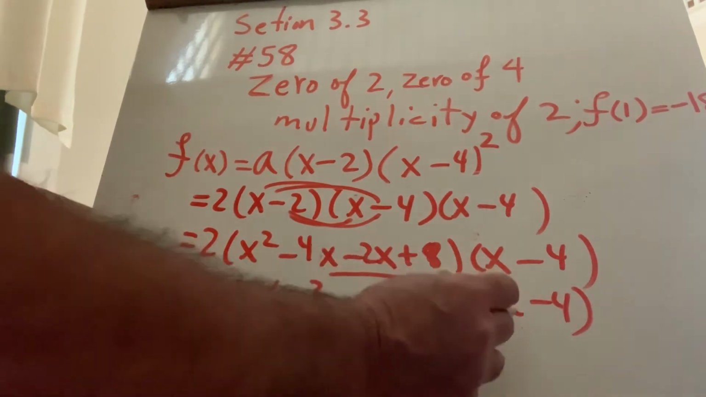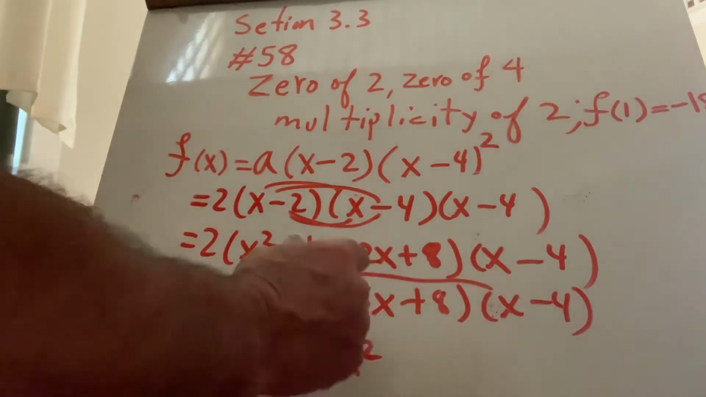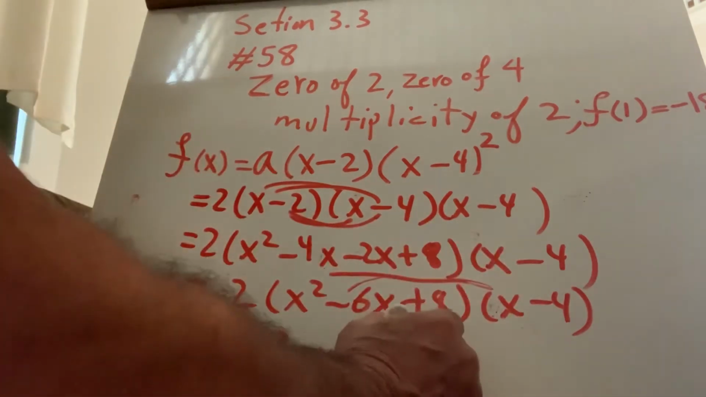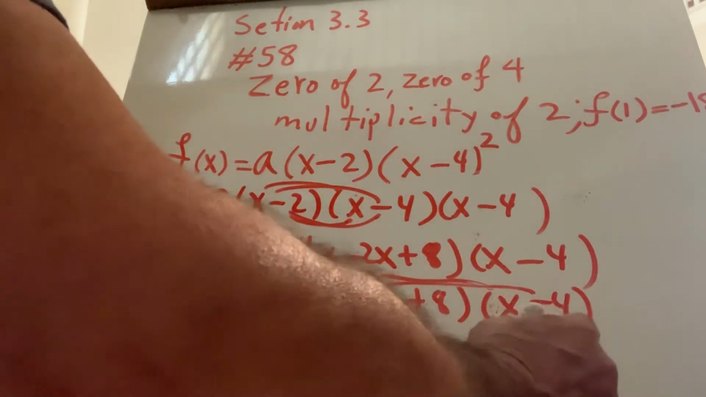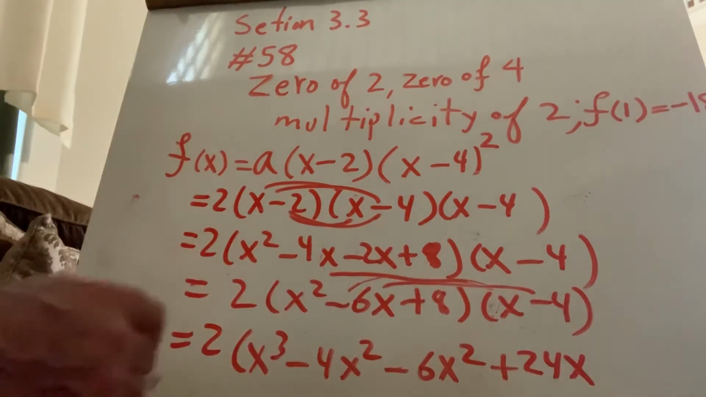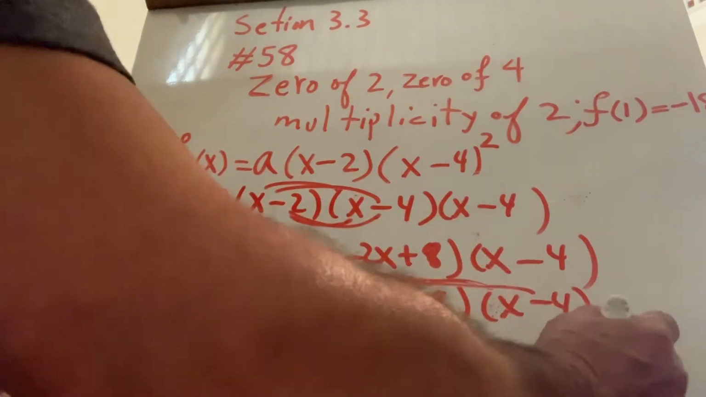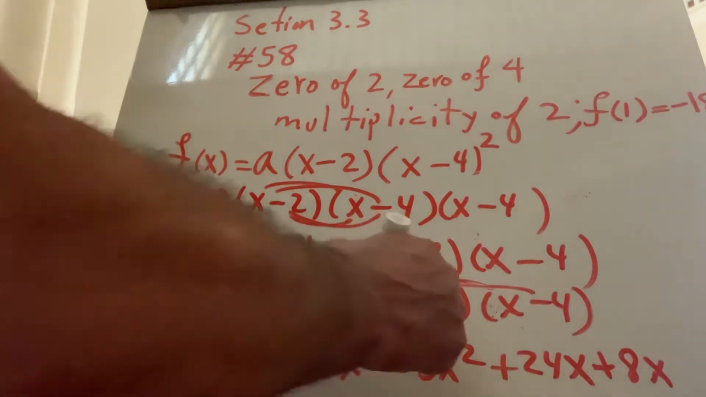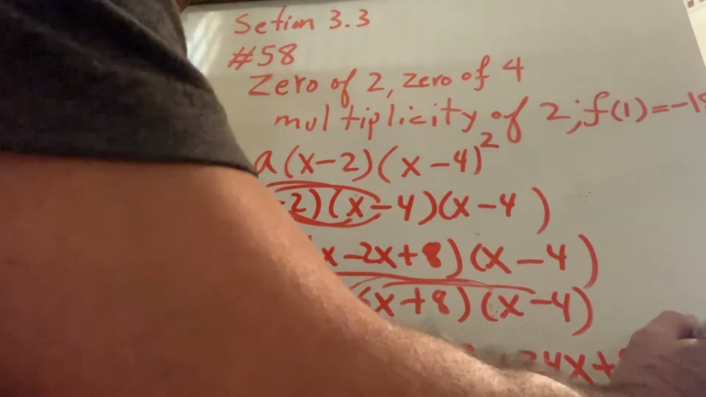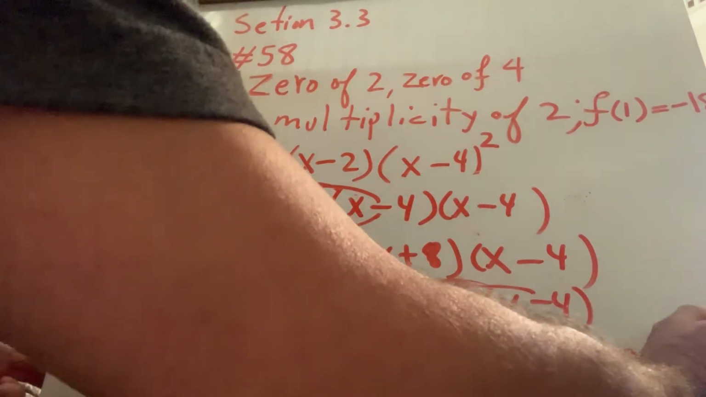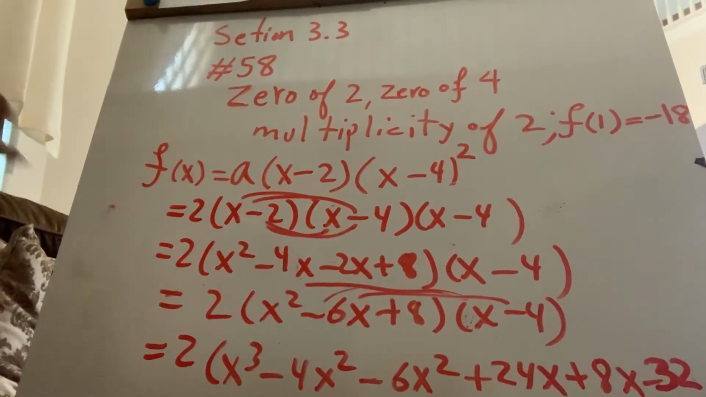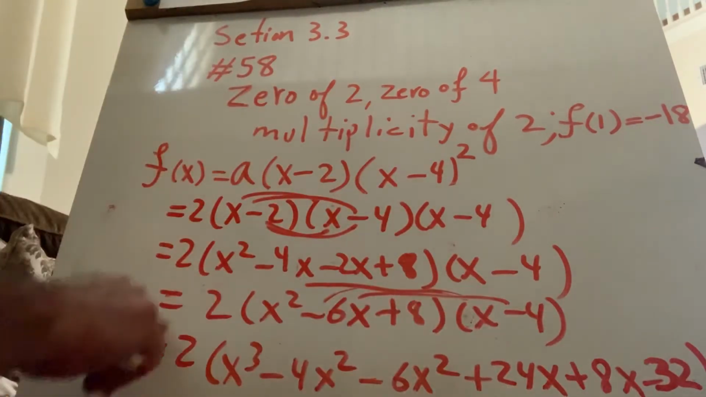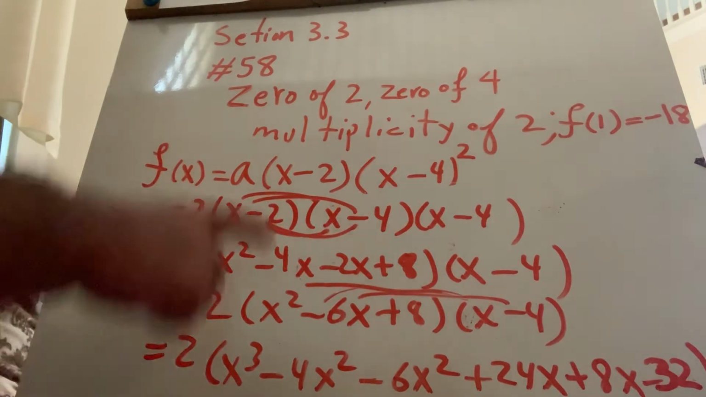So x squared times x is x cubed. x squared times negative 4 is negative 4x squared. Then we go to the next term: negative 6x times x is negative 6x squared. Negative 6x times negative 4 becomes positive 24x. And finally, we go to 8: 8 times x is 8x, and 8 times negative 4 is negative 32. Let me move that over a little bit. Now we see if there are any more like terms in here. We combine, and then finally we distribute the 2. I don't have enough room down here, so I'm going to move it upstairs.